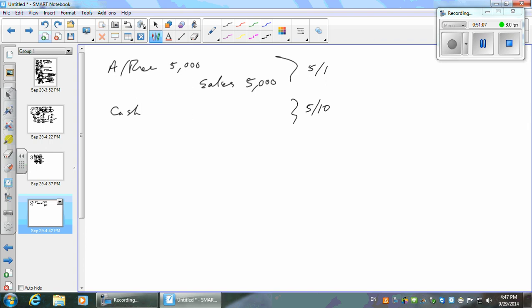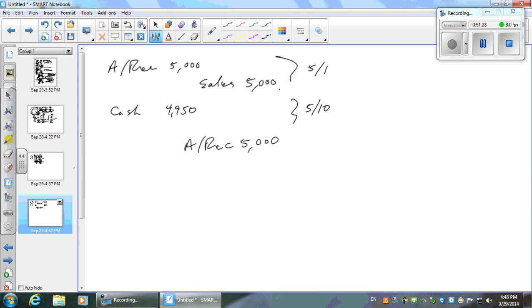Yeah, they're going to get 1% of the 5,000 as a discount. That's $50. They're going to give you $4,950, right? How much accounts receivable are they satisfying by giving you $4,950? All 5,000. Excellent. So this is pretty easy, isn't it? If you did a couple of homework problems, this is kind of a snap of the examples.